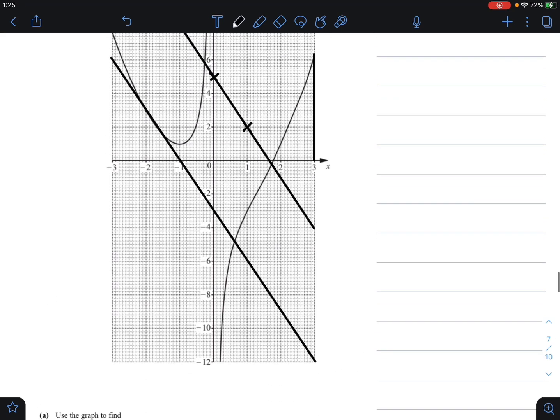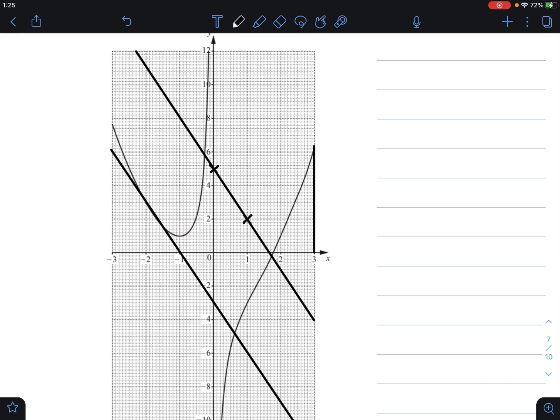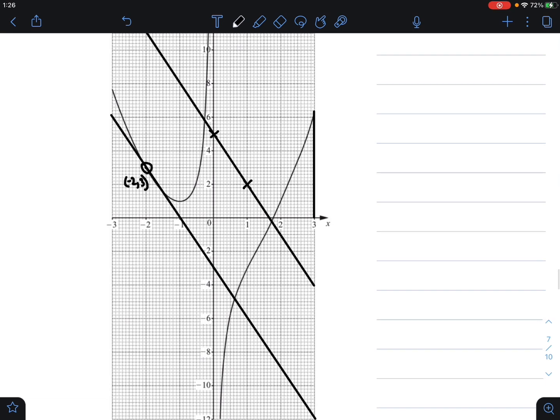Now since we've drawn the line, let's take 2 points on the graph. So 1 point would be an exact point, that is -2 comma 3, that is right here. Let's write it here, -2 comma 3. And the second point we could take is where it's intersecting the y-axis, that is right here, that is 0 comma -3. So let's take these 2 points.